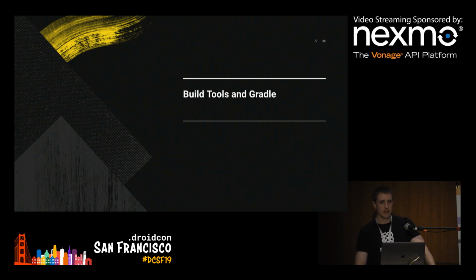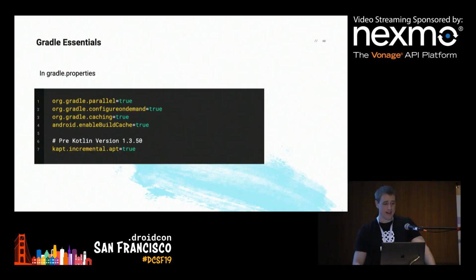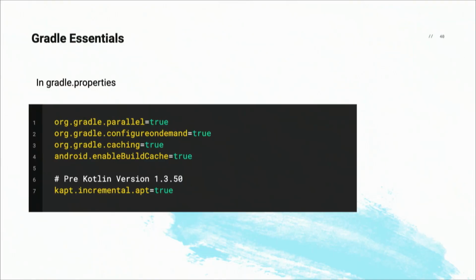Moving on to build tools and Gradle. A lot of the benefits you want to get from modularization happen in your build tools and Gradle. So some of the essentials you've got to have here if you're going to be building multi-module projects: you want to turn on parallel, you want to turn on configure on demand, you want caching, because when you build an object, you want to make sure it stays built. And then you want to also use incremental for APT.